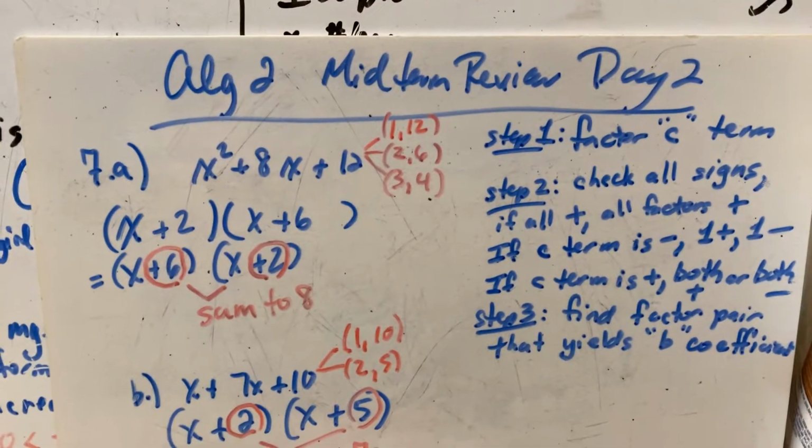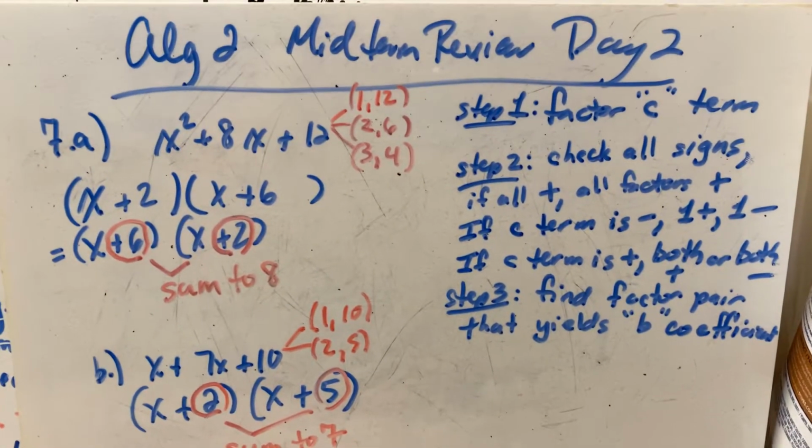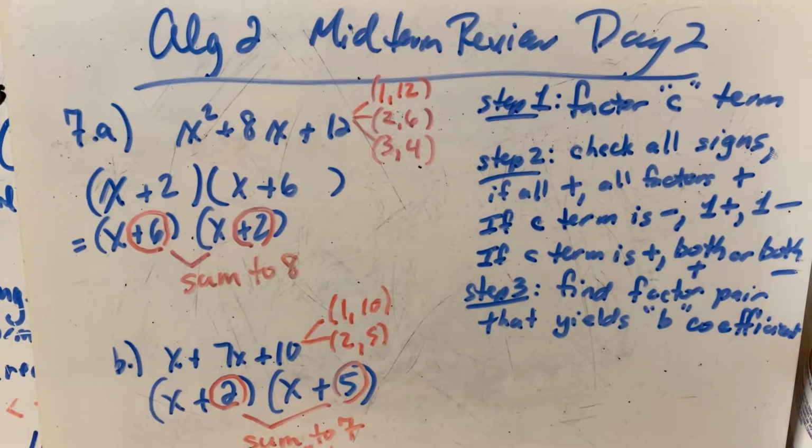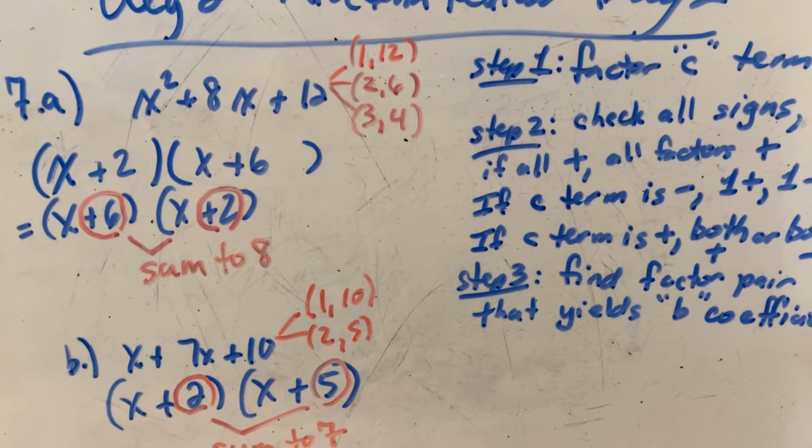Good morning, everyone. I'm going over the Algebra 2 midterm review. This is day 2, or the second half of the concepts. This is 7a and 7b, and we are factoring a trinomial.